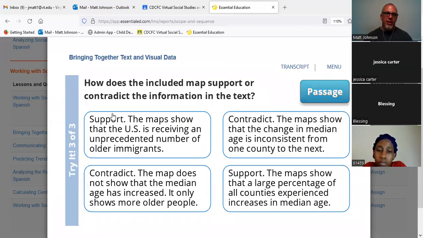Look at our question then. Does the included map support or contradict the information in the text? And sure enough, it supports that. The maps show that a large percent of all counties experienced increases in median age. We can see that very, very easily, right? It's not something that you have to pull out a magnifying glass for. You flip between those two maps and you can see that. The median age, that middle ranged age, is going up.